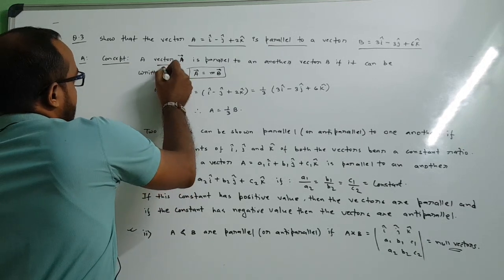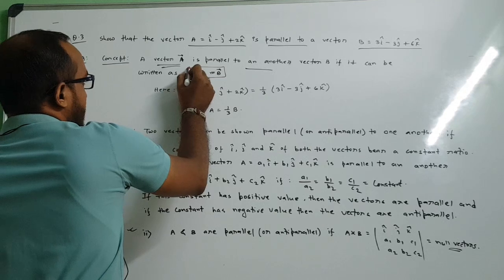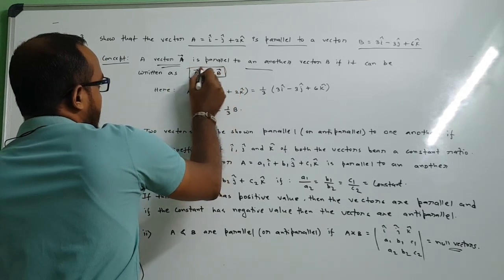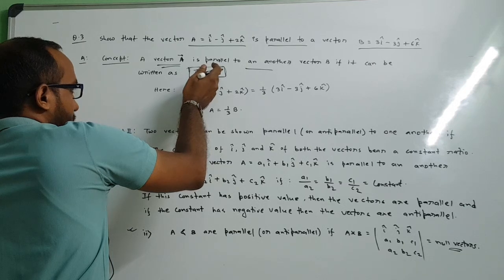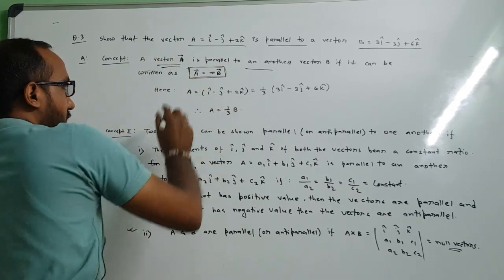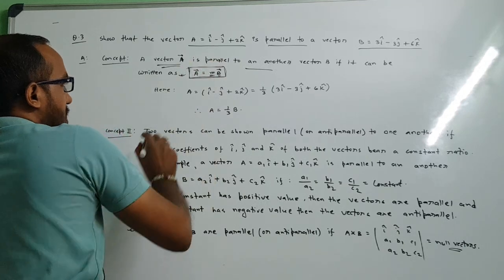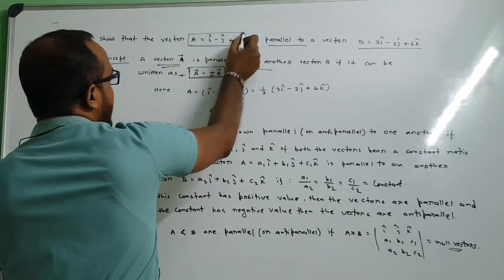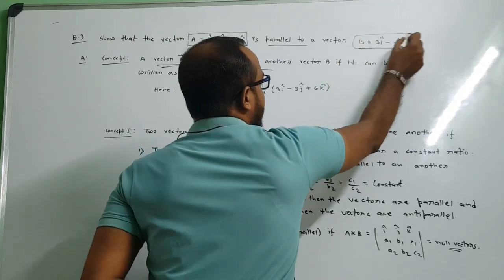The concept is, if two vectors are parallel, then any vector is a constant multiplied by another vector. Let us say A vector is given something like this and B vector is given something like this.